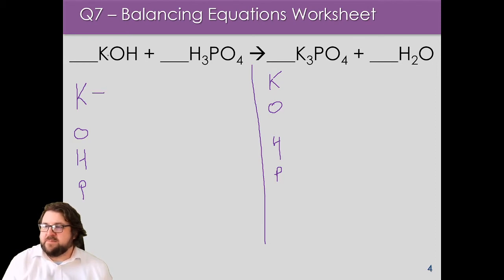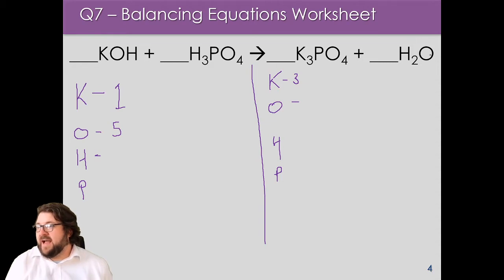So on this side, potassium, just the 1 potassium. On this side, I've got 3 potassiums. Over here, oxygen, I've got 1 there, and 4 over there in the H3PO4 gives me 5. On this side, I've got 4 in the KPO4, and 1 from the hydrogen, so that's also 5 oxygens.